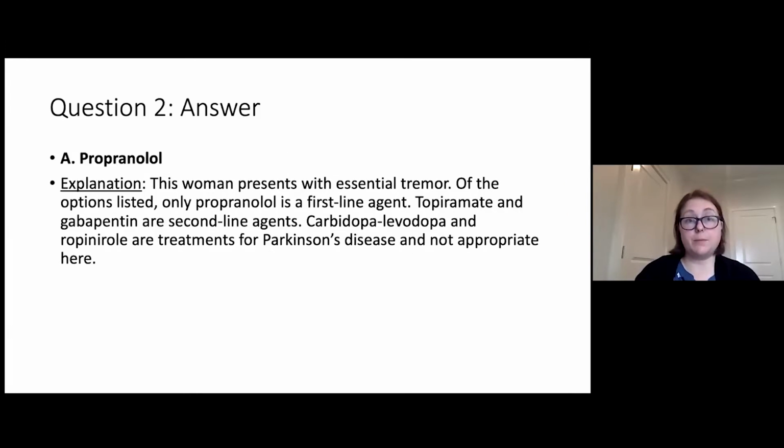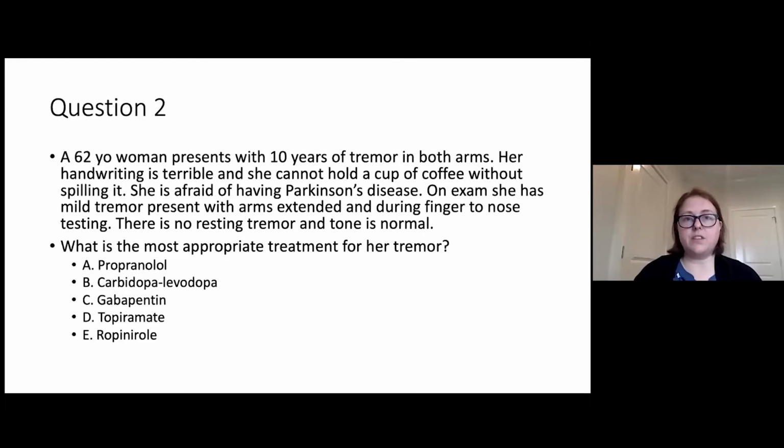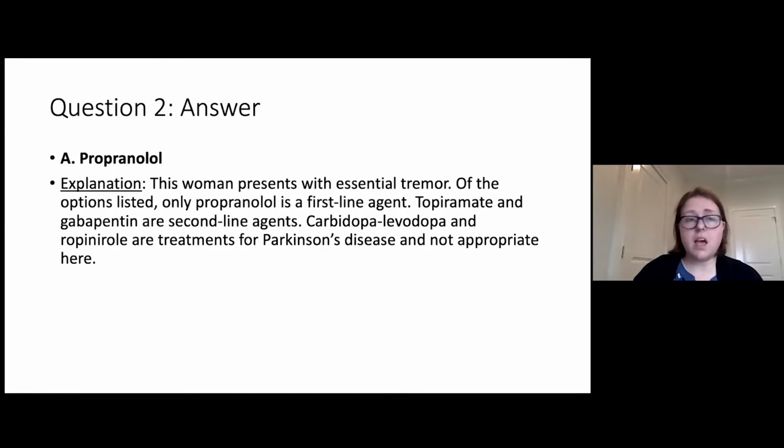So the answer here is propranolol. This is a case of essential tremor. You know that because she does not have any evidence of Parkinsonism, so her tone is normal and there's no mention of bradykinesia. She has a postural and action tremor that's long-standing. So all of that tells you this is essential tremor. Of the options listed, only propranolol is a first-line agent. As a reminder, the other first-line agent for essential tremor is primidone. Topiramate and gabapentin are second-line agents, so those would be considerations if she were to fail a first-line agent. And then carbidopa-levodopa and ropinirole are treatments for Parkinson's disease, so not appropriate for this case.